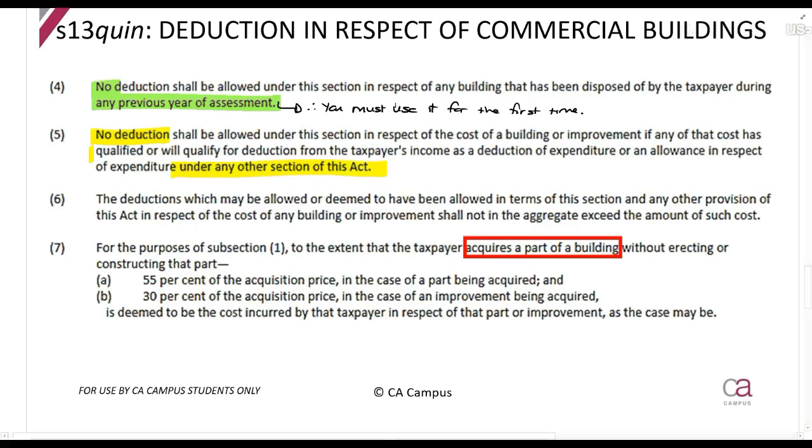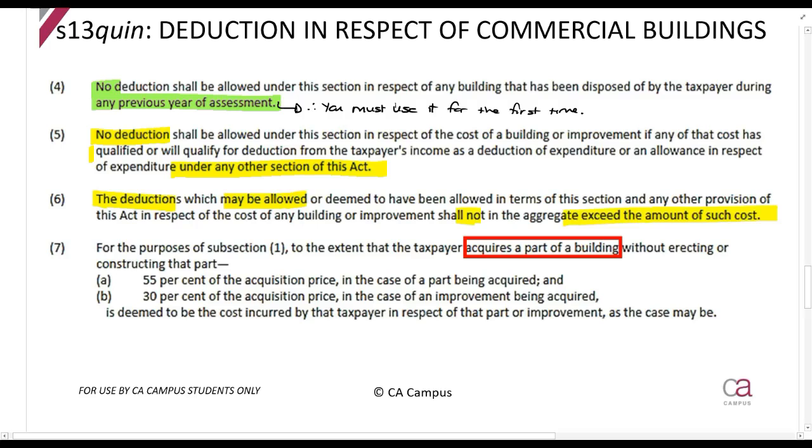We already have a section that tells us that, section 23B though, although that relates to section 11, but basically the same situation. The deductions which may be allowed shall not exceed the amount of such cost, okay? So again, you can't claim more than cost, that's fine.